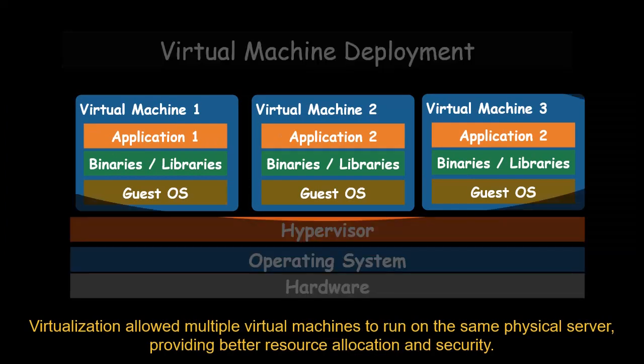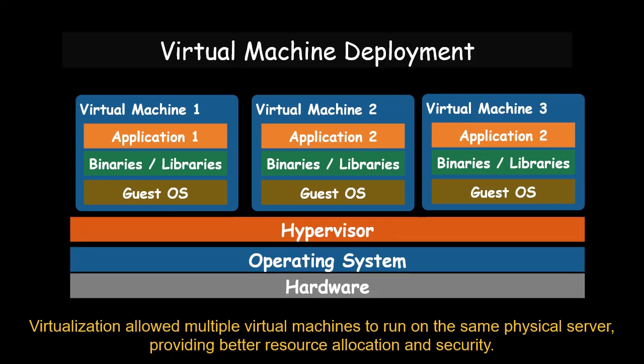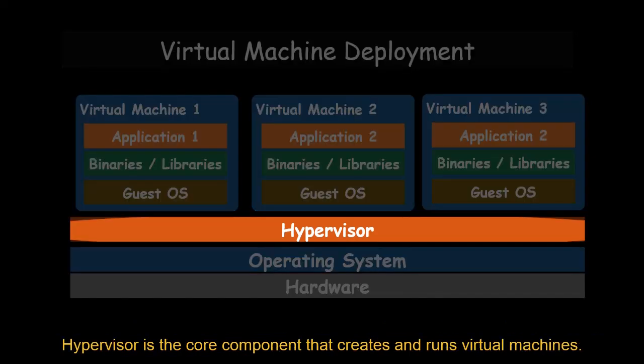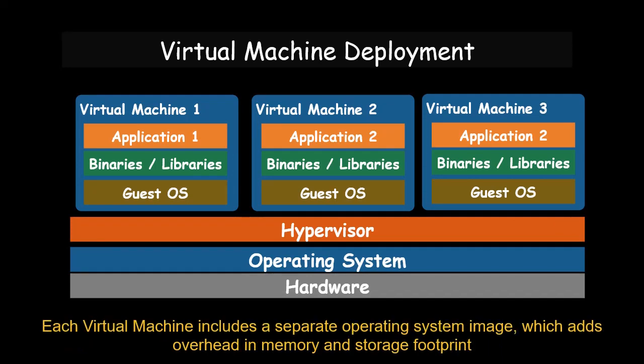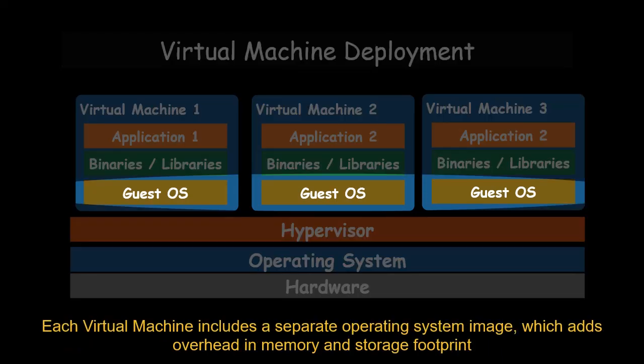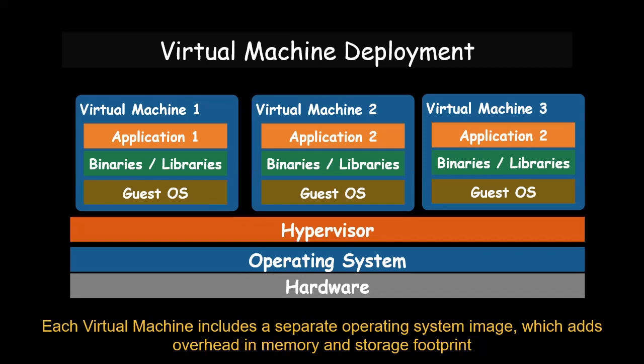Virtualization allowed multiple virtual machines to run on the same physical server, providing better resource allocation and security. Hypervisor is the core component that creates and runs virtual machines. Each virtual machine includes a separate operating system image, which adds overhead in memory and storage footprint.